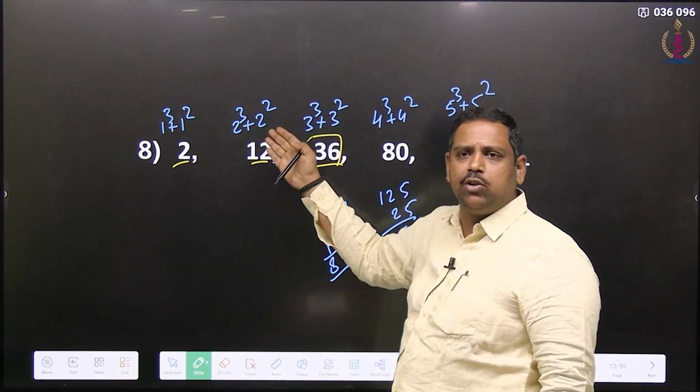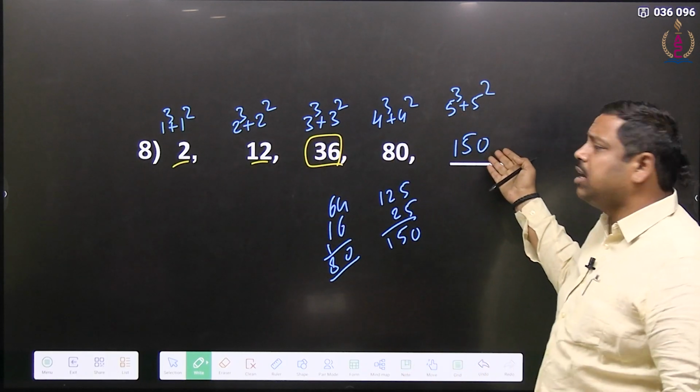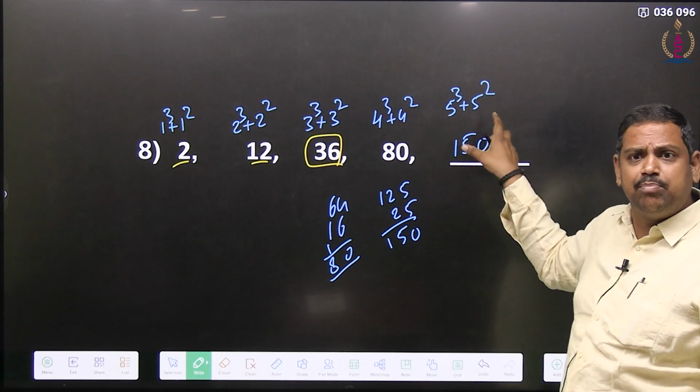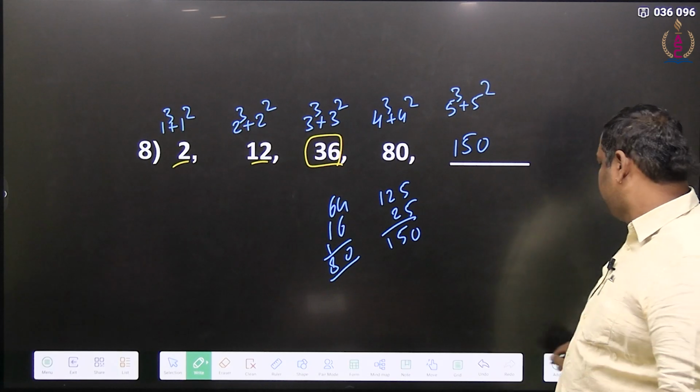Yes or no? 1 cube plus 1 square, 2 cube plus 2 square. Automatically we will get the answer or not? Is it a difficult question or the simplest question? Simplest. Go with the next one.